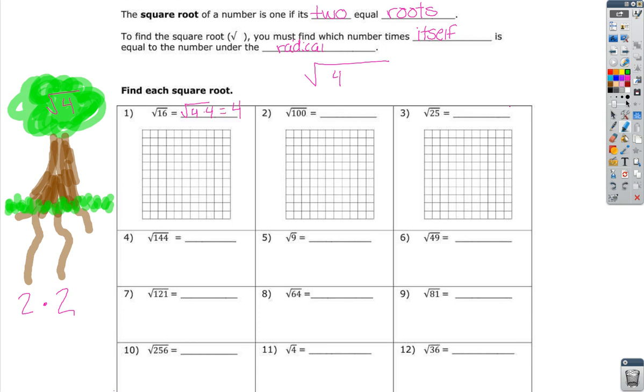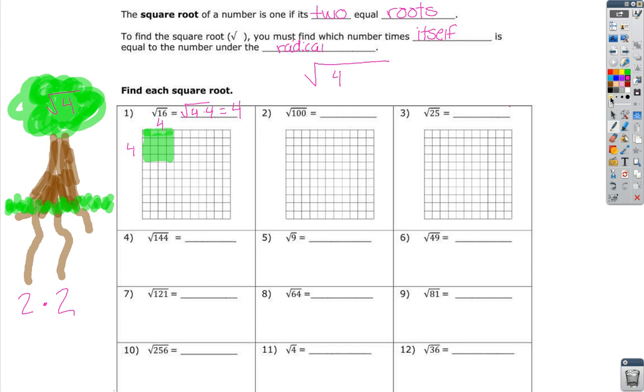Now we can also draw this number as a model, showing that on each side it'll be a perfect square. So 1, 2, 3, 4, 1, 2, 3, 4. And inside these shaded boxes will be 16 little boxes. So 4 on this side, 4 on this side. And in here we'll have 16 total.